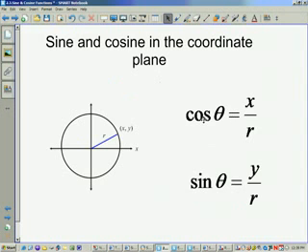All right, in the coordinate plane, if we draw a right triangle here, the x value will be that distance. The y value will be that distance. So this coordinate point right here is x to the right and y up. So if I wanted to find the cosine of this angle, I would take x over r. If I wanted to find the sine of this angle, I would take y over r.